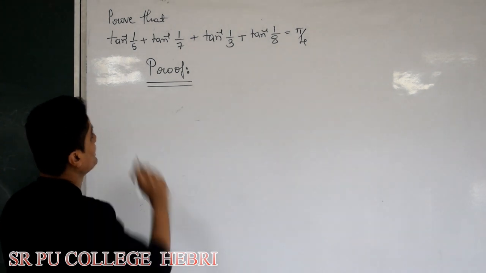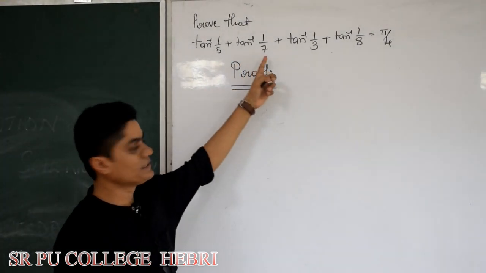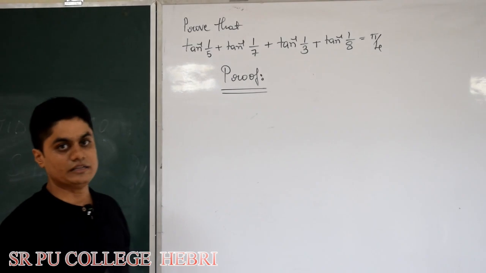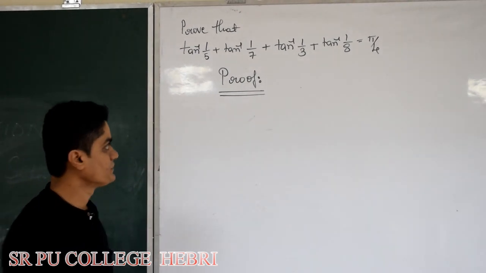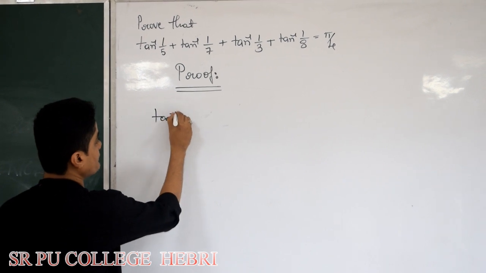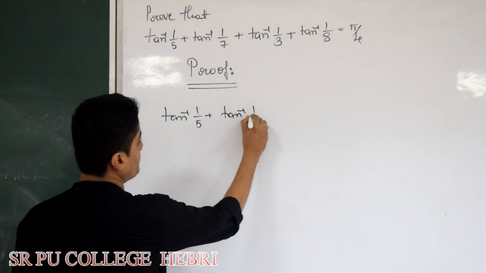Hello students, one important problem for 3 or maybe sometimes for 5 marks. Tan inverse of 1 by 5 plus tan inverse of 1 by 7 plus tan inverse of 1 by 3 plus tan inverse of 1 by 8. 4 terms you have to add. So we will add the first 2 terms: tan inverse of 1 by 5 plus tan inverse of 1 by 7.